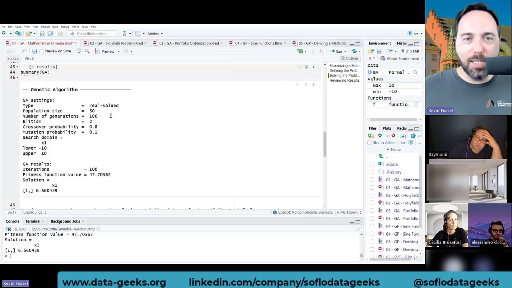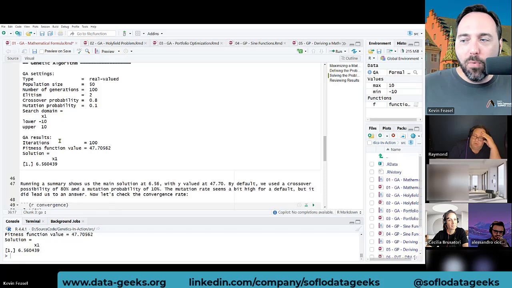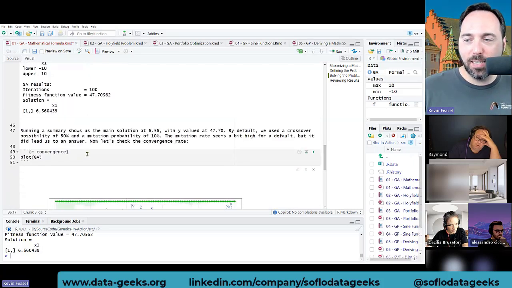We're going to have them exist. They're going to make babies. They're going to die off. Babies will take over, and so on and on and on, 100 separate times. What we end up with is a fitness function value of 47.70 at x equals 6.56.